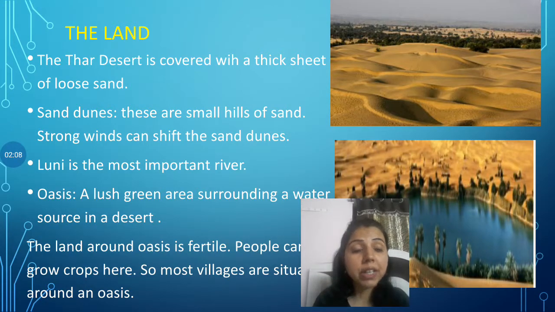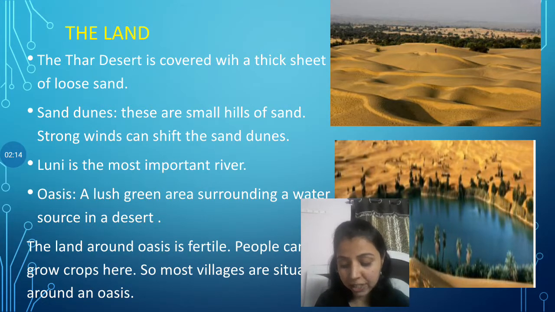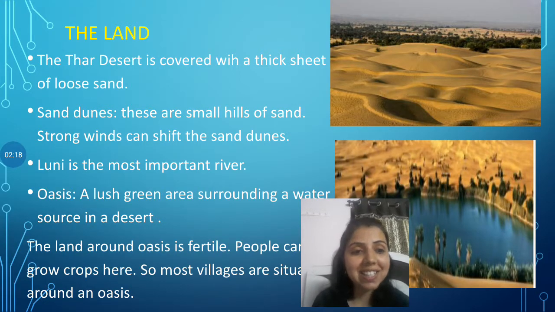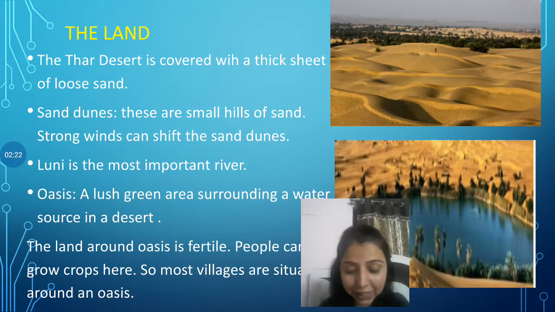Let's see one important and interesting fact over here. Sand dunes are also found on Mars. Wind can shift these sand dunes like the ones found in the Earth's deserts. Is it interesting? Yes. Let's continue the lesson.